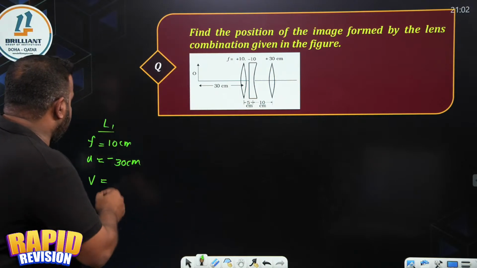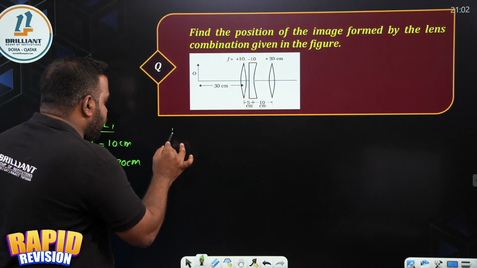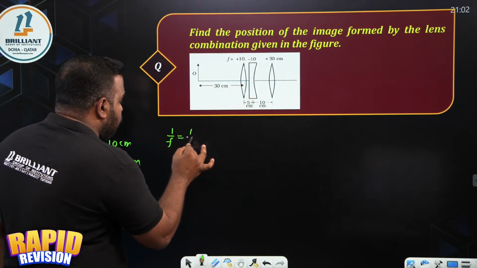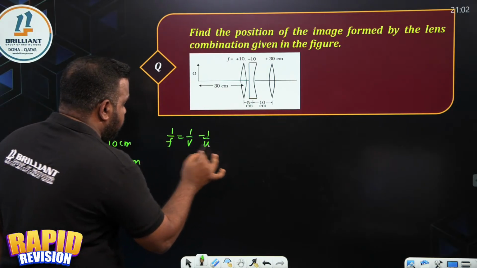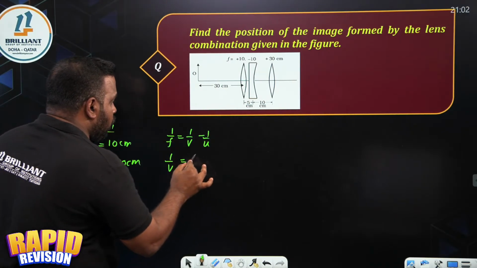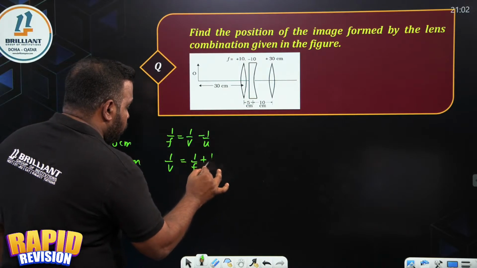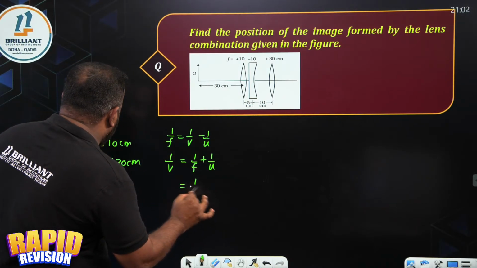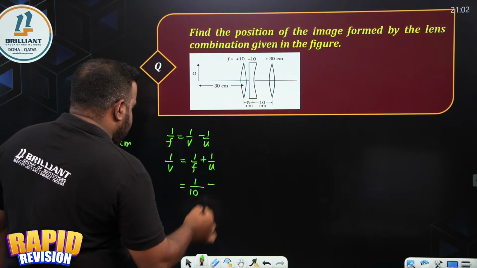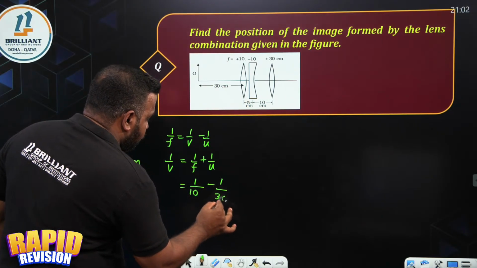Okay, so let's calculate V using the lens formula. 1 by F is equal to 1 by V minus 1 by U, which means 1 by V is equal to 1 by F plus 1 by U. So let us substitute it. 1 by F is 1 by 10, U is negative, so we get minus 1 by 30.